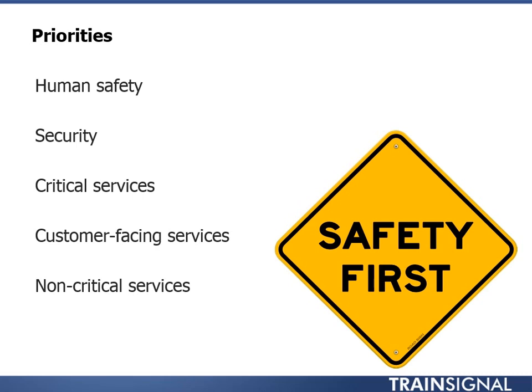Next up, the customer-facing services. In the case of an airport, this might be things like the air conditioning or the big screens that tell you when flights are leaving. Obviously, these are important, but they're not as critical as human safety, which would involve the runway lights and the air traffic control. And finally, you want to get your non-critical services up and running.